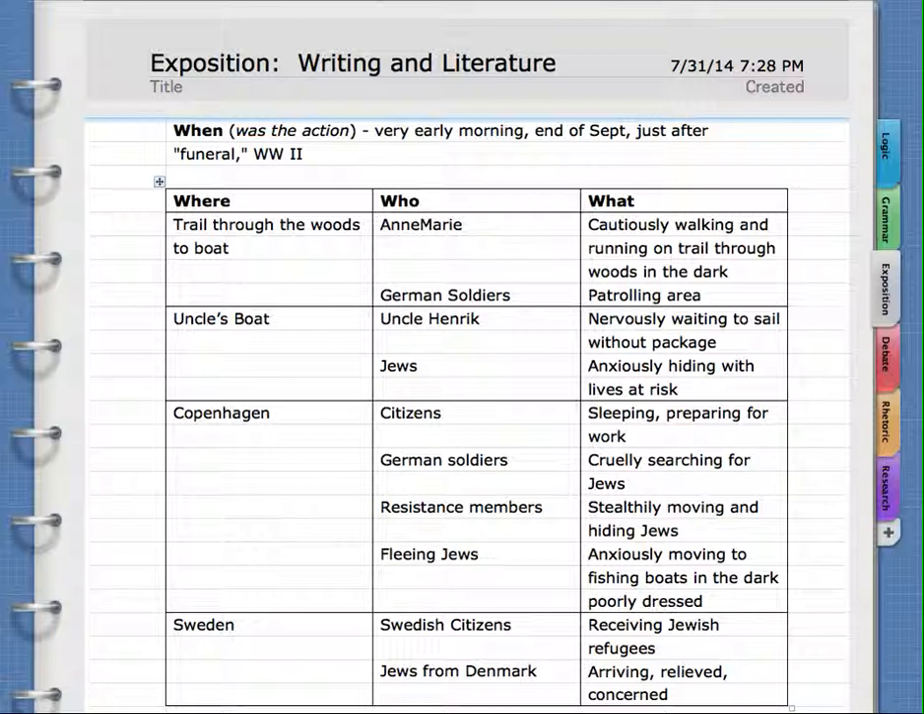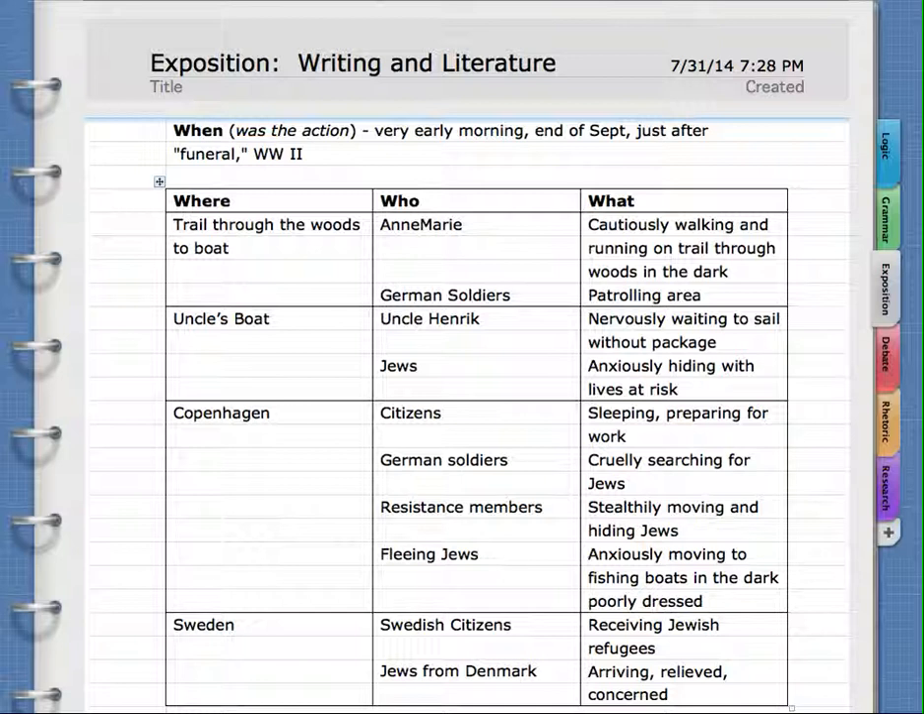So you see before you an issue or a circumstance where the issue is whether Anne Marie should have taken the unknown package to Uncle Henrik. And so what I did is I started with the when. The when will usually, I imagine, always cover all the places, all the wheres and the whos and the whats. So I just have one when. What's going on during the action and the circumstance?